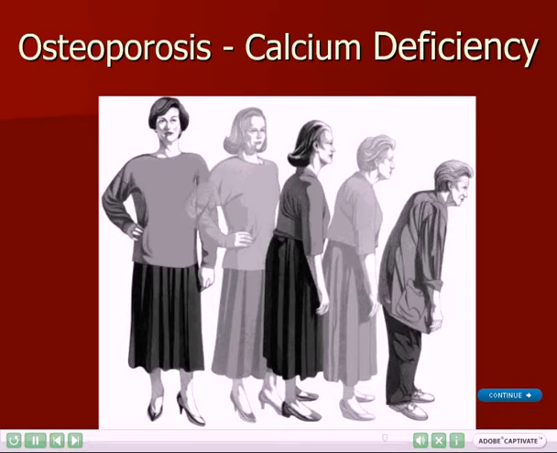Osteoporosis is a disease in which the bones deteriorate and aren't able to support the weight of the body. Osteoporosis can be linked to a deficiency of calcium in the diet.